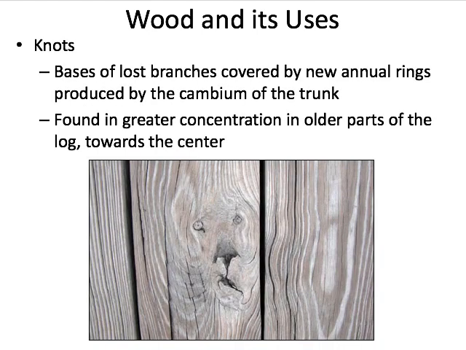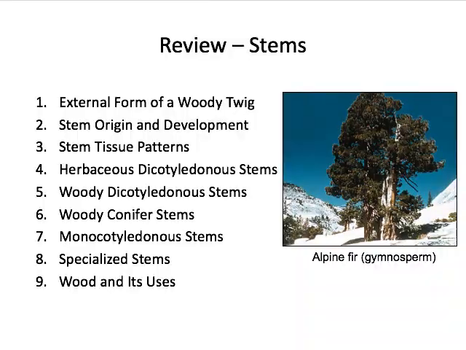When we look at wood, we might see knots, and a knot is actually a portion of a side branch or a dormant bud that is included in the wood of the stem or a larger branch. These are often concentrated in the older parts of the log towards the center.